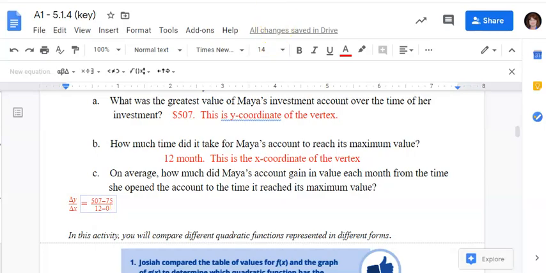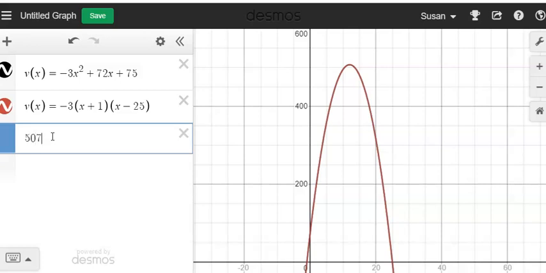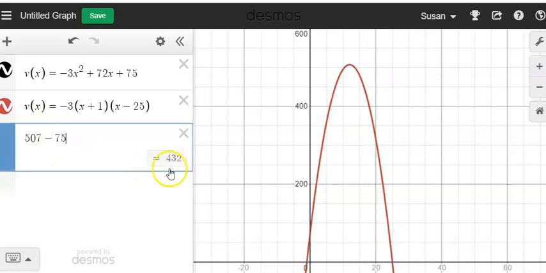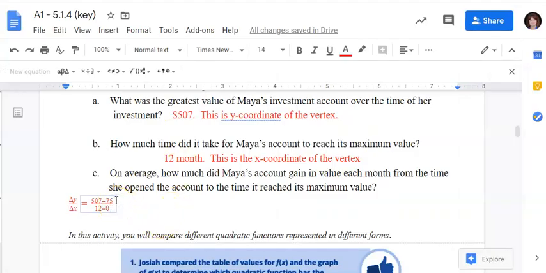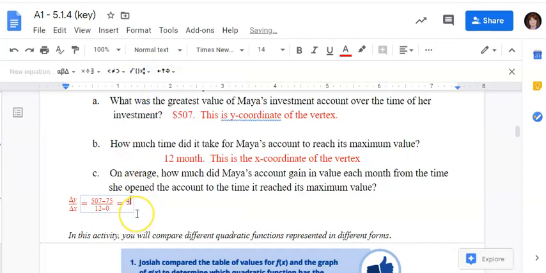So using your Desmos, you can do the math in there. It'll do it down here. Just click on the next row. Type 507 minus, what was that? That's the problem. You click over here, it makes these go away, but it's 507 minus 75. All right, and then it gives me the answer here, 432. So I'm going to put that on the top here. So let's put equals, and put another fraction, and put 432. All right, and then underneath there, we're going to put our 12.